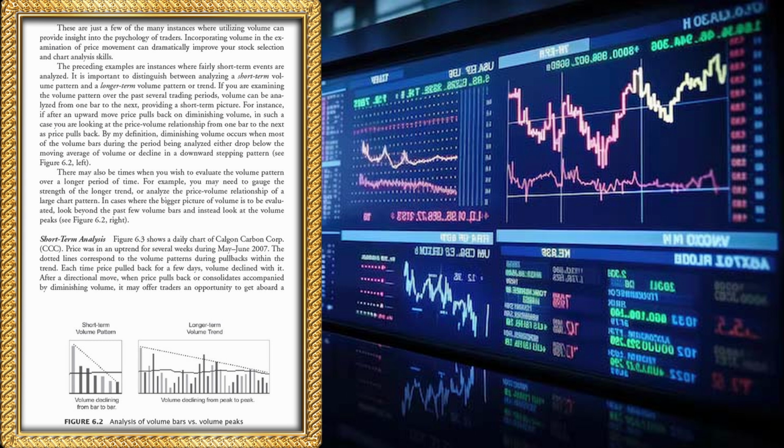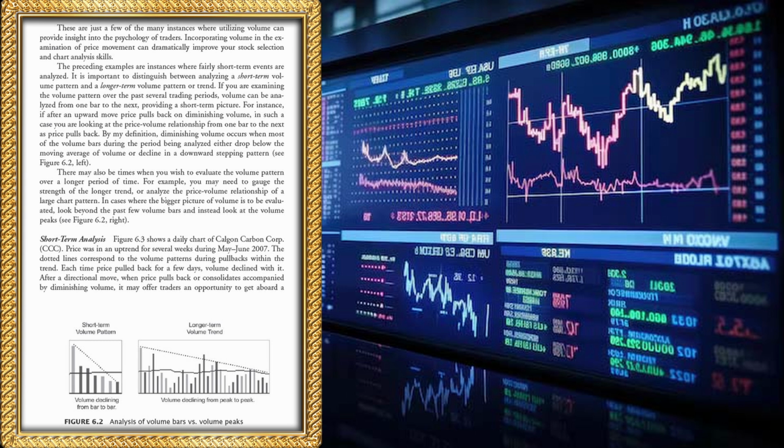The preceding examples are instances where fairly short-term events are analyzed. It is important to distinguish between analyzing a short-term volume pattern and a longer-term volume pattern or trend. If you are examining the volume pattern over the past several trading periods, volume can be analyzed from one bar to the next, providing a short-term picture. For instance, if after an upward move, price pulls back on diminishing volume, in such a case you are looking at the price-volume relationship from one bar to the next as price pulls back.